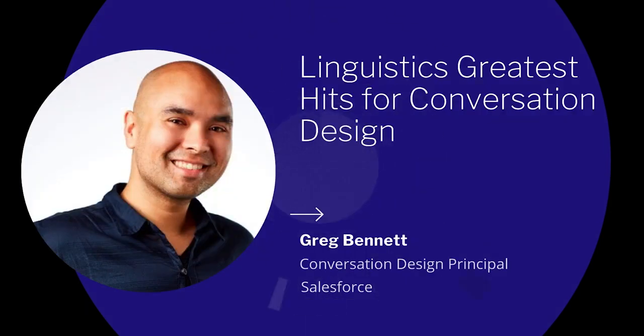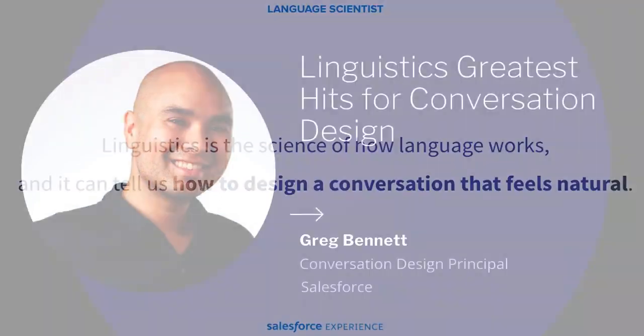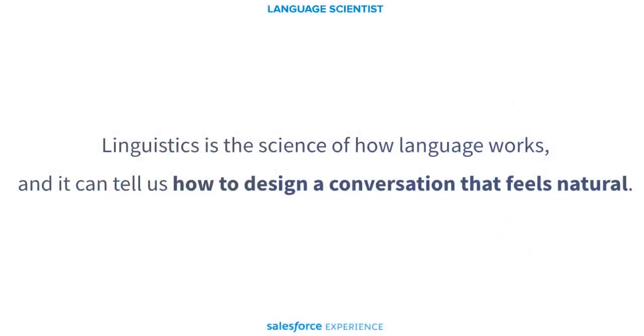So if linguistics is the science of how language works, and it can tell us all of these patterns about how language is used in the wild, so to speak, then essentially we can take those findings and apply them to our design work in conversational AI and leverage it to be able to design a conversation that feels natural.